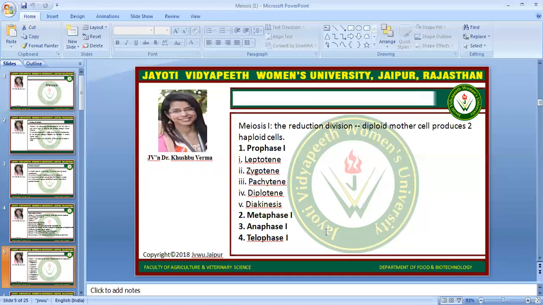First is leptotene, second zygotene, third pachytene, fourth diplotene, and fifth diakinesis. All the crossing over and recombination processes and chiasmata formation are done in prophase 1. That's why today we will discuss only the prophase 1 stage.